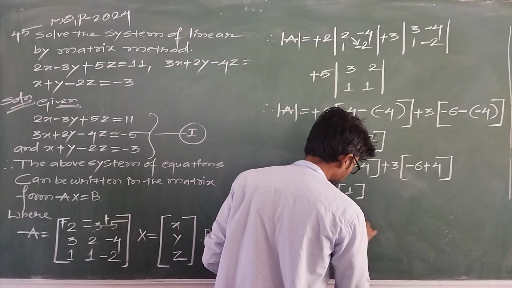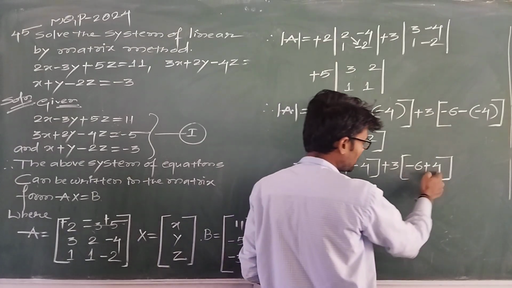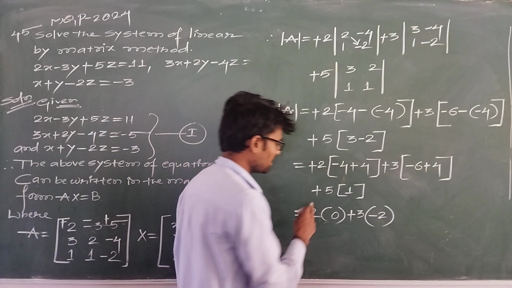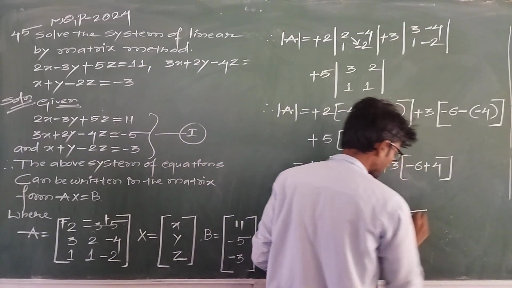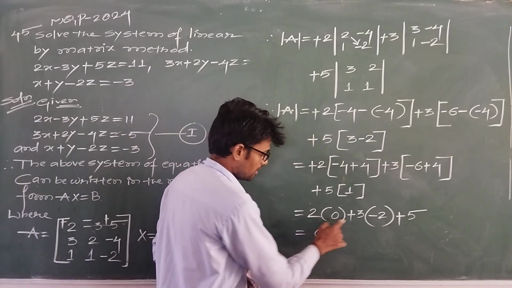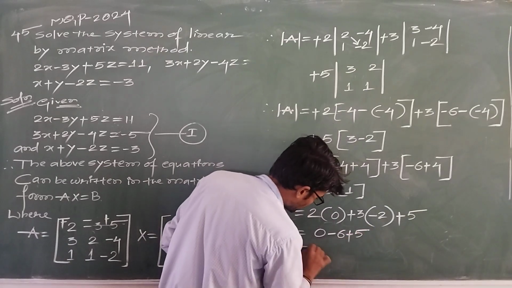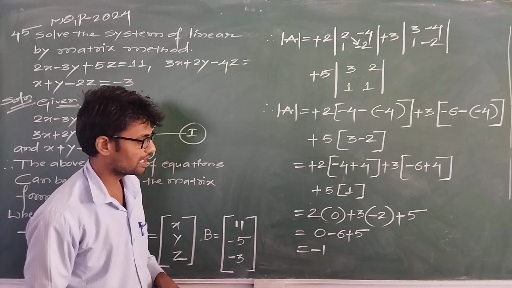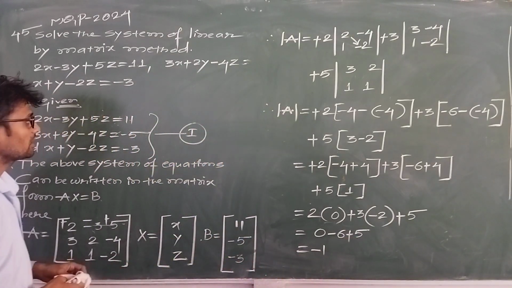Plus, I will write 3 into minus 6 plus 4. Minus 6 plus 4 is minus 2, right? Minus 2. And after that we are having plus 5 into 1 is 5. So now 2 into 0 is 0, 3 into minus 2 is minus 6, plus 5. So Del is equal to minus 6 plus 5, it is minus 1. This is the value of the determinant of A.